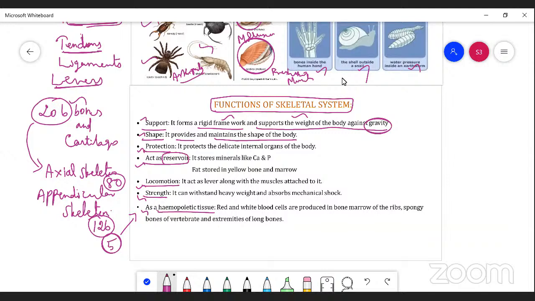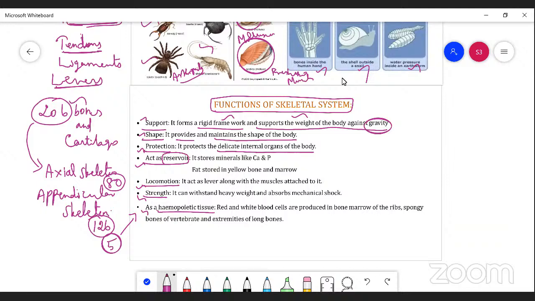Next, it gives protection. It gives protection for the delicate internal organs of the body. For example, the heart and lungs are covered by the ribs. The ribs are also bones. So the internal organs are getting protection with the help of the skeleton. That is the third function, protection.